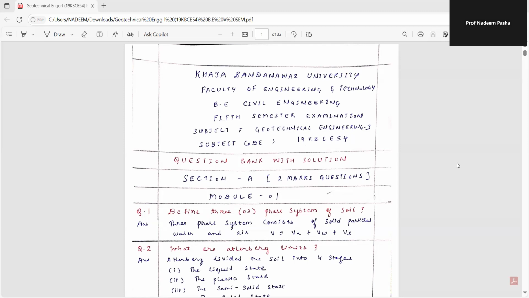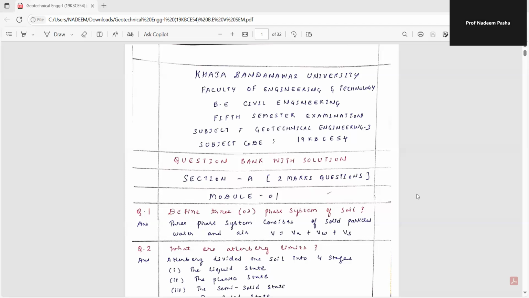Soil as a three-phase system consists of solid particles, water and air, that is V = Va + Vw + Vs. We are assuming the soil consists of solid particles whose volume is Vs, water whose volume is Vw, and air whose volume is Va. So the total volume V = Va + Vw + Vs.